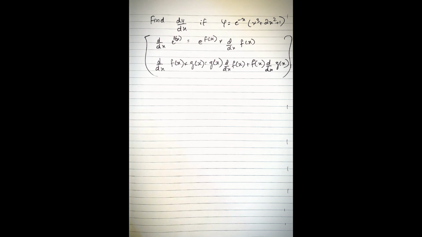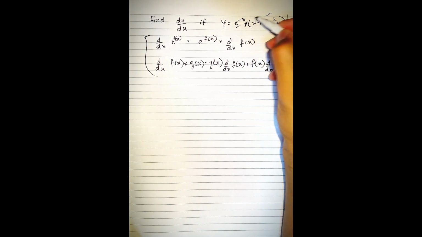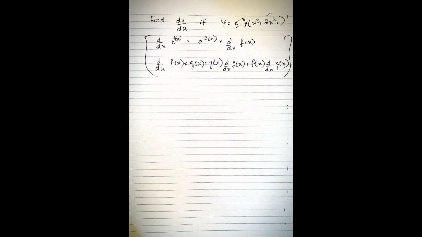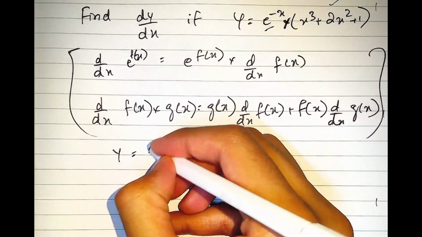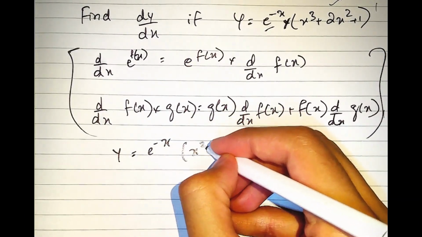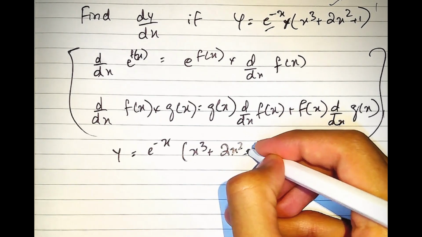Okay, so in the next question, we have to find the derivative of y is equal to e^(-x) times (x^3 + 2x^2 + 1). Now, first of all, these two terms are being multiplied. So e^(-x) is being multiplied by x^3 + 2x^2 + 1. So let me just rewrite this function right over here: e^(-x)(x^3 + 2x^2 + 1).